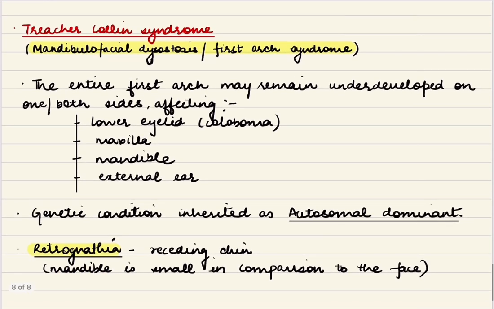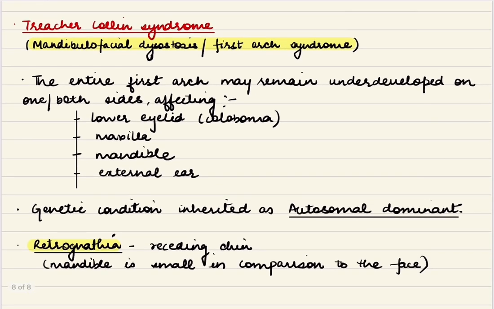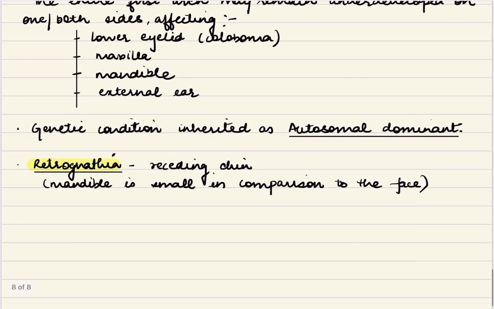Now, another entity is known as Treacher Collins syndrome or mandibulofacial dysostosis, also known as first arch syndrome. It is a genetic condition which is inherited as autosomal dominant. In this, the entire first arch may remain underdeveloped on one or both the sides, which may affect the lower eyelid, leading to a coloboma type effect, and also it may affect the maxilla, mandible, and the external ear. Now, what is retrognathia? When there is a receding chin, that is, the mandible is small in comparison to the face.